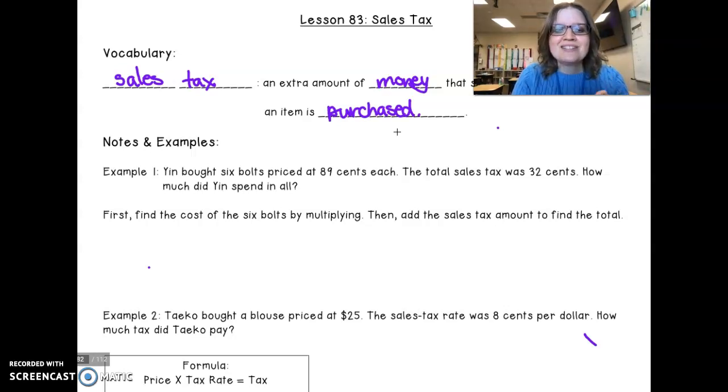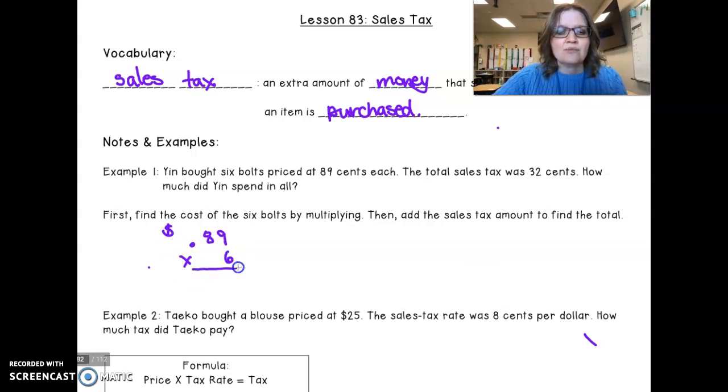Okay. Yin bought 6 bolts, priced at 89 cents each. The total sales tax was 32 cents. How much did Yin spend in all? The first thing we need to do is find the cost of 6 bolts by multiplying. So I have my decimal of 89 cents. I'm going to put that right there, and I multiply it by 6.